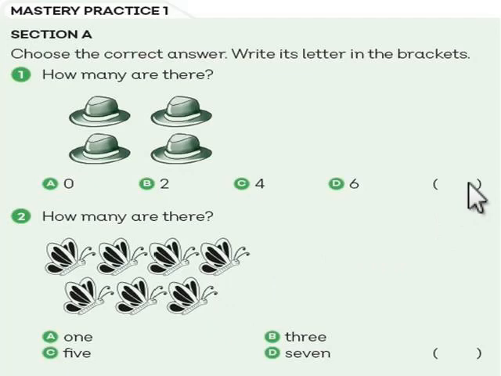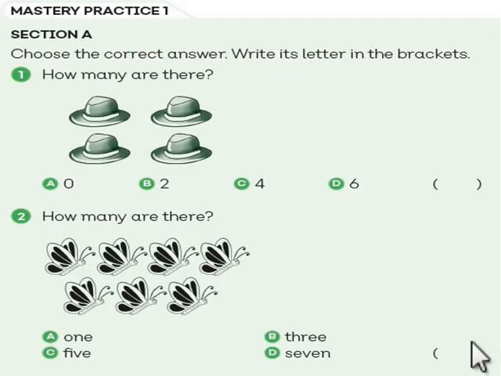Number 1. Is it A, 0, B, 2, C, 4, and D, 6? Write your answer here. A, B, C, D. Okay, number 2. How many are there? Can you count? How many butterflies are there? Can you count the butterflies? Is it A, 1, B, 3, C, 5, or D, 7? Write A, B, C, D. Write only one answer here from the bracket.